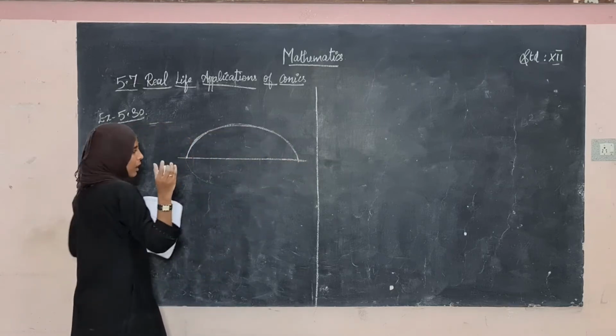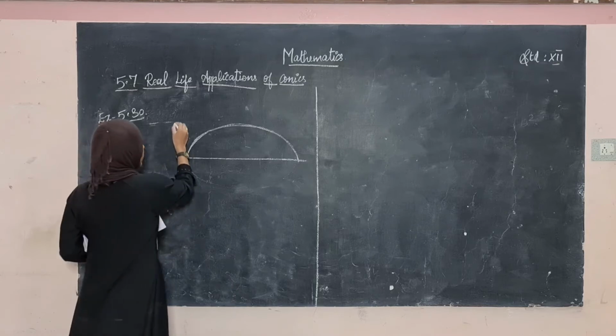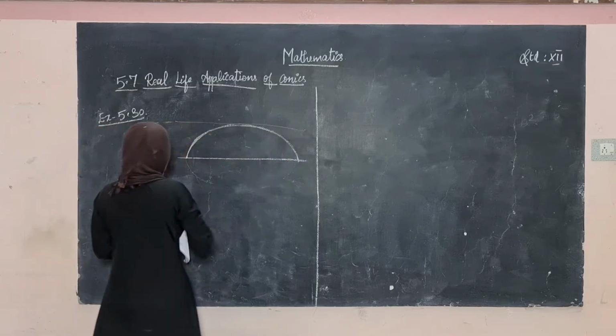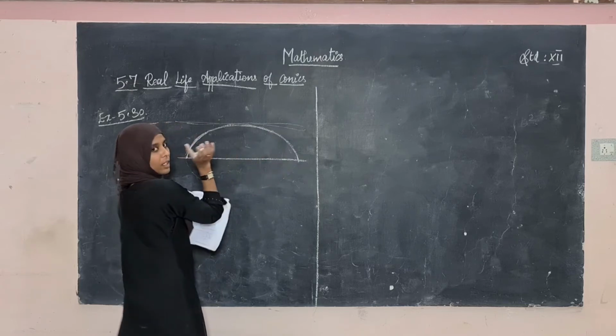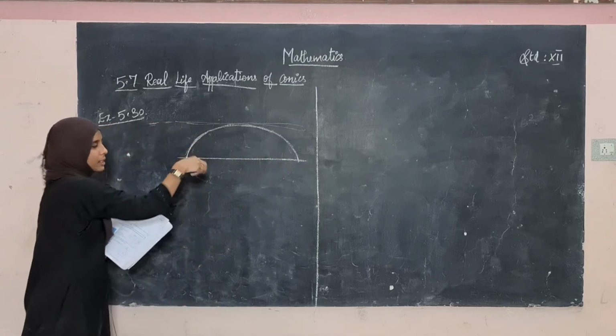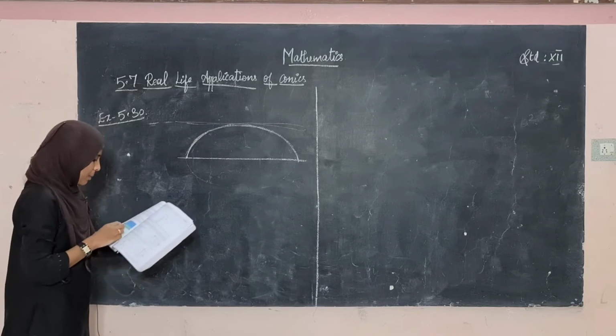Archway means a bridge, there will be a bridge here. Right, there will be a bridge here. Vehicles will be moving in this road on the side. Okay, so this is the semi-elliptical archway.